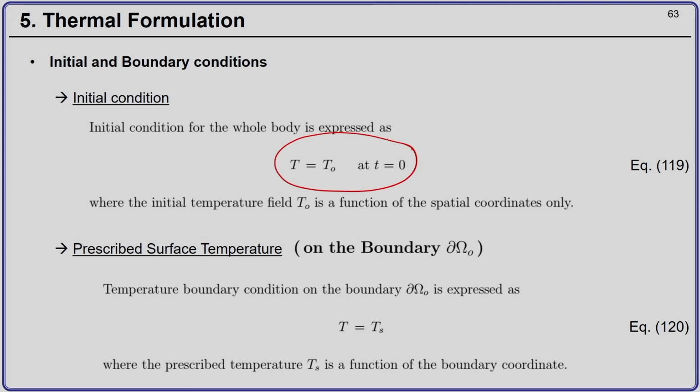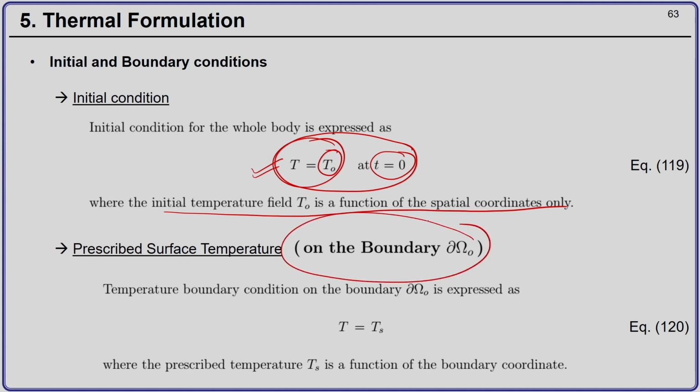Now, to complete the given differential equation, we need what is called the initial condition and the boundary condition. Okay. So, the initial condition is specified by specifying the initial temperature T 0 of the body as a function of spatial coordinates. So, at time t equal to 0, the initial temperature field is T 0, and then on the boundary we have some temperature boundary condition specified.